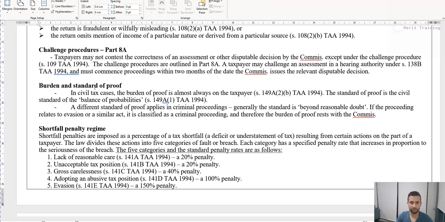So the first one is lack of reasonable care. That's a 20% penalty. And we'll talk about examples of this down below in a second. Number 2 is unacceptable tax position. That's a 20% penalty. Number 3 is gross carelessness. That's a 40% penalty. Number 4 is adopting an abusive tax position. That's a 100% penalty. Number 5 is evasion. That's a 150% penalty.